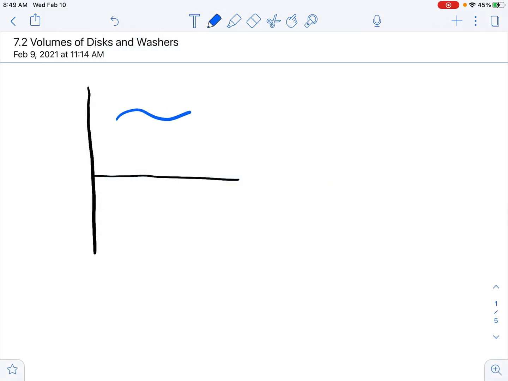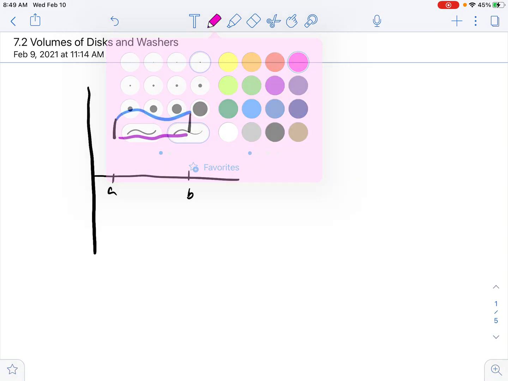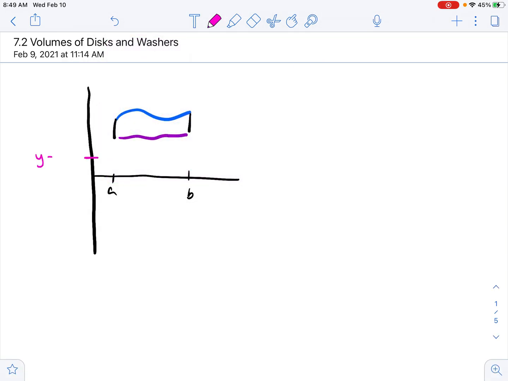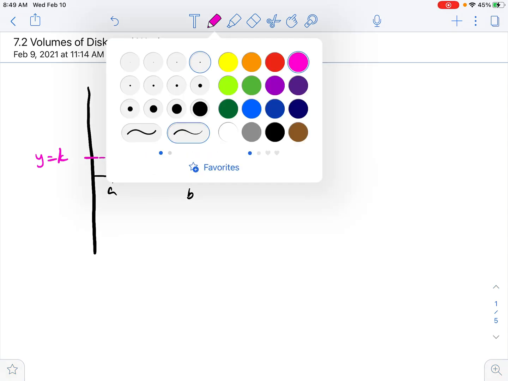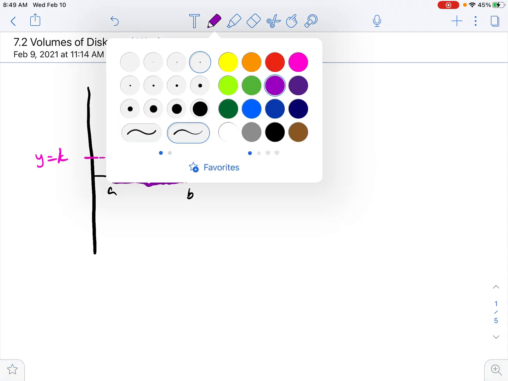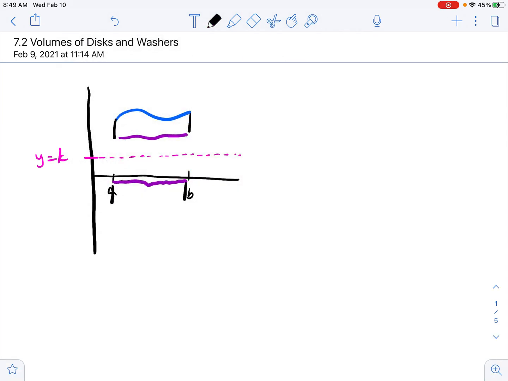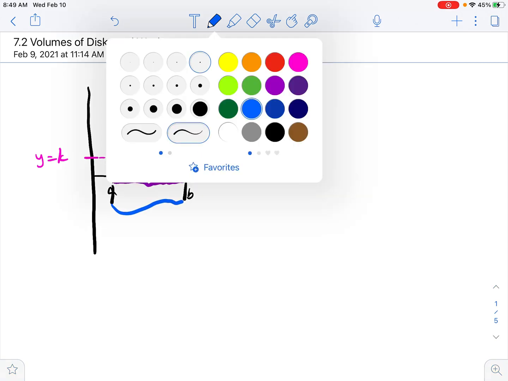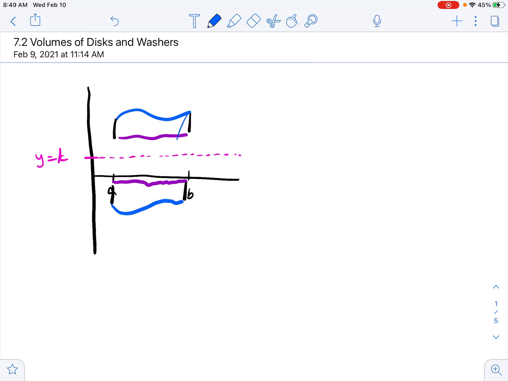Here's f. Here's the interval from a to b. Here's some other function g. Okay, and now let's suppose I rotated around this line at y equals k. Okay, some just arbitrary horizontal line. So now, if I draw the mirror image, it's going to look something like this here. Do my best. Okay, something like that. And look, still I'm getting these washers here.